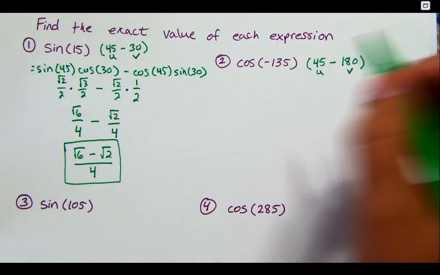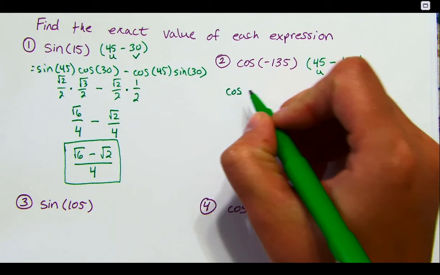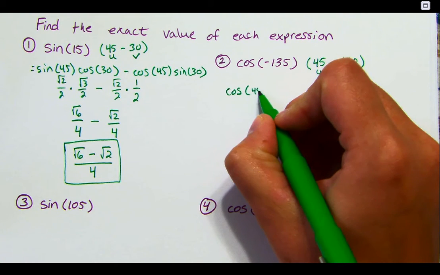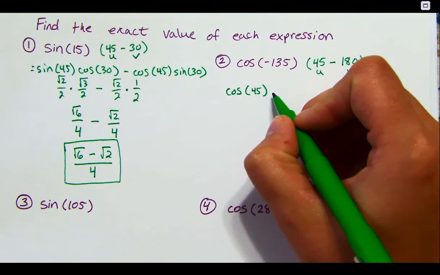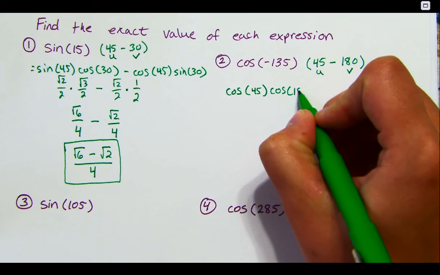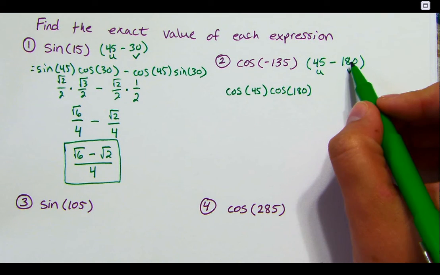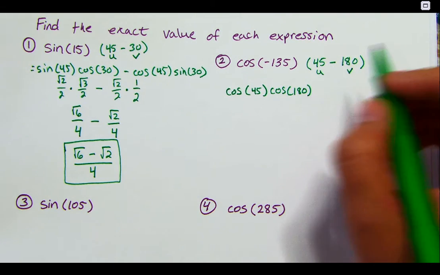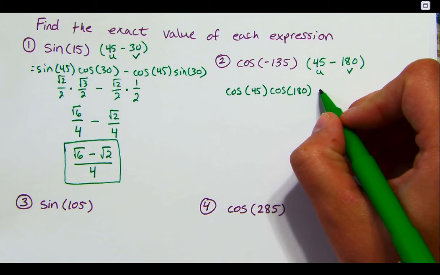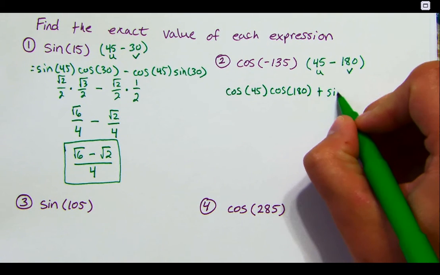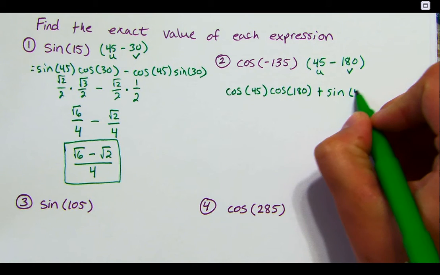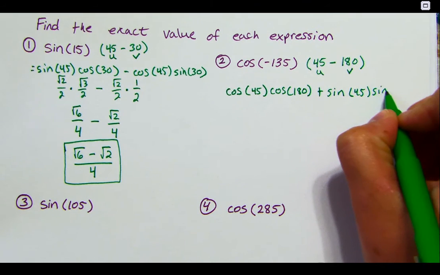So that means that I will have cosine 45 times cosine of 180. And we always use the positive number, even though we're subtracting. Okay? And then this will be plus sine 45, sine 180.